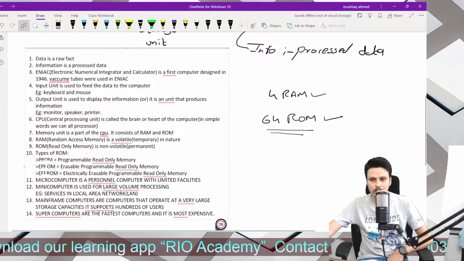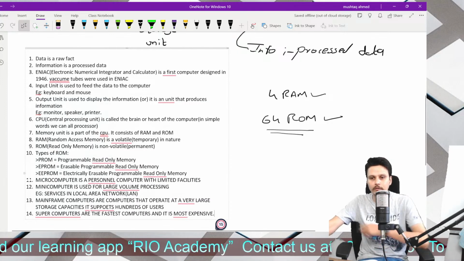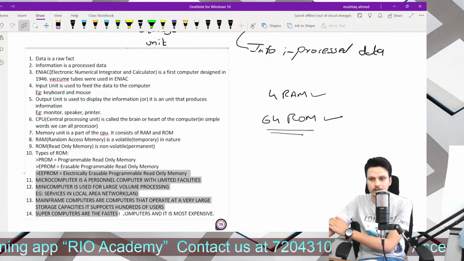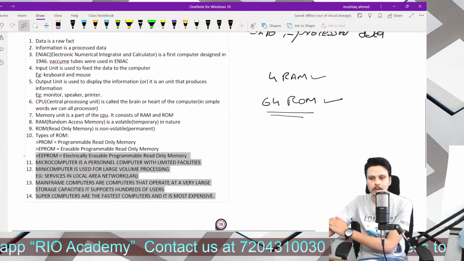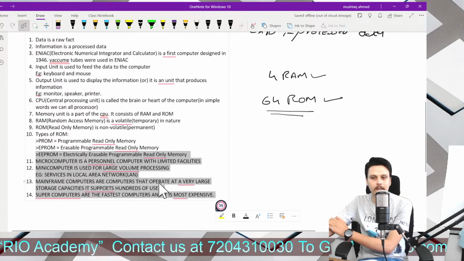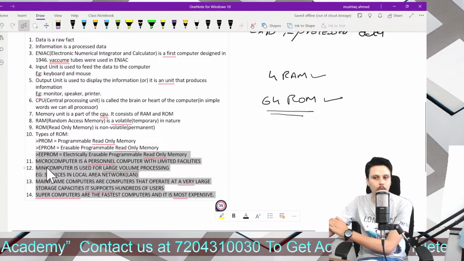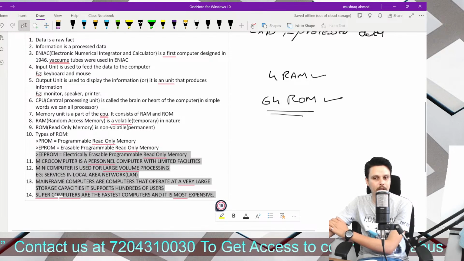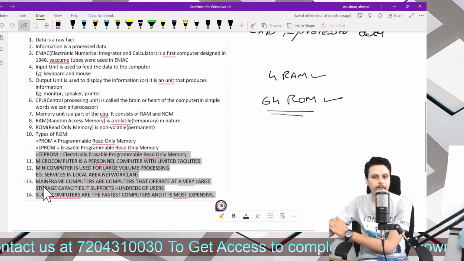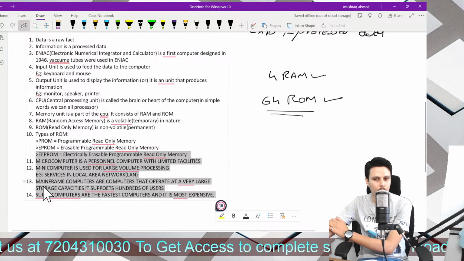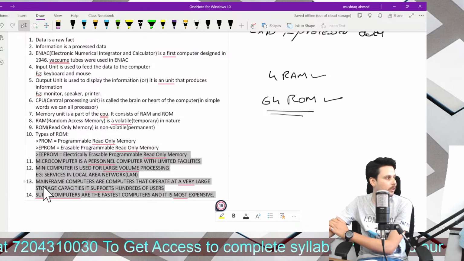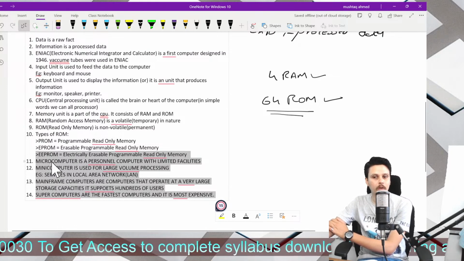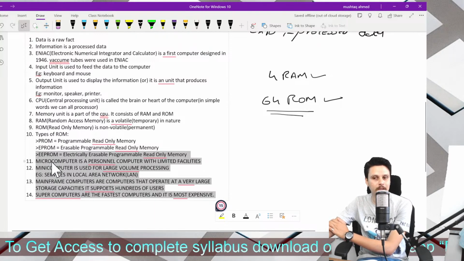You may get a question on any one of these, that is microcomputers, mini computers, mainframe and supercomputers. Which computers are used for very large scale industries? Microcomputer, mini computer, mainframe or supercomputers? It is mainframe computers. Which computers are used for personal use? It is microcomputer.